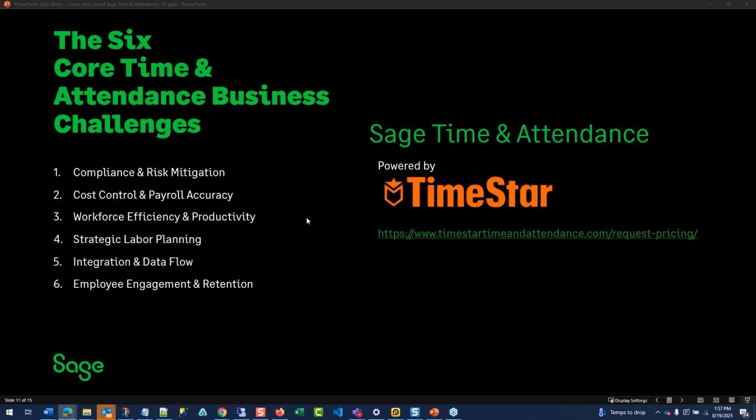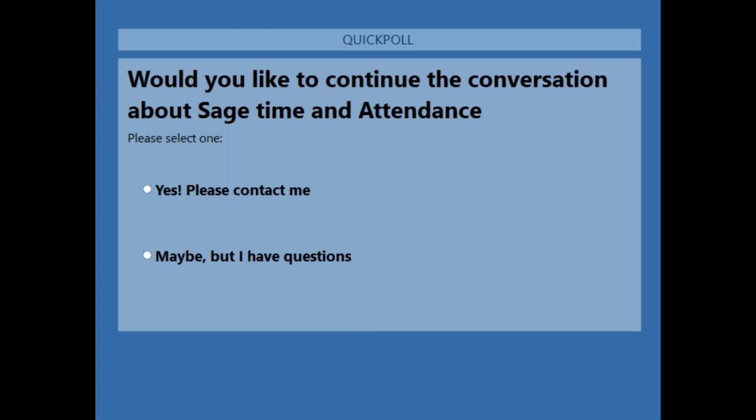So now I have 2 more poll questions for you. Do you want to continue the conversation and learn more about Sage Time and Attendance? So if you were some of the folks who answered, yep, we're doing everything by paper, yep, we're doing it by email, yep, we have to ask a manager about vacation or time off and things like that, then this is your chance to say, yeah, talk to me.